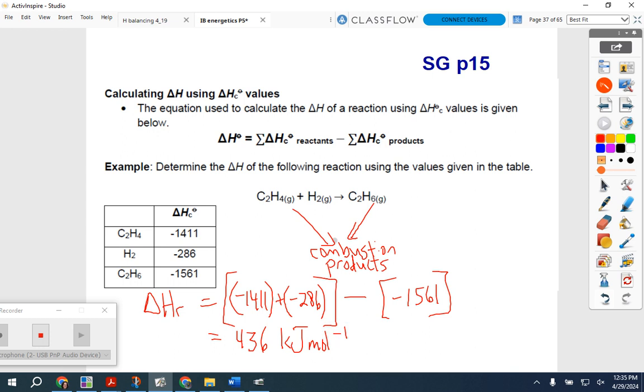So again, if I did the math correctly, if I punched it in correctly, it should have 436 kilojoules per mole as our enthalpy of reaction. Let me know if you got something different, because that certainly happens. Negative 136. Let's see. Negative 1411. Plus negative. I may have messed up the signs. Minus negative 1561. Yep, you're right. I don't know what I did there. Sorry about that.